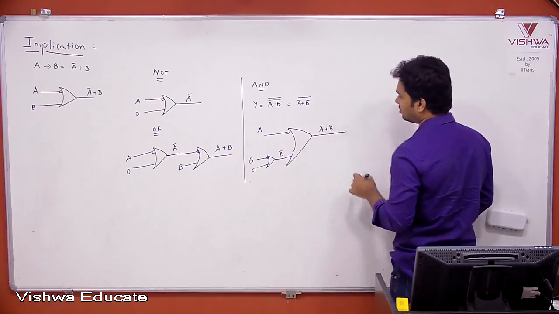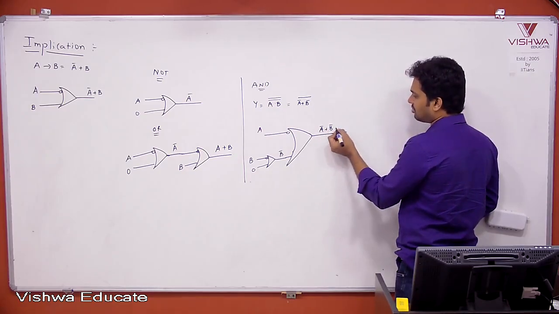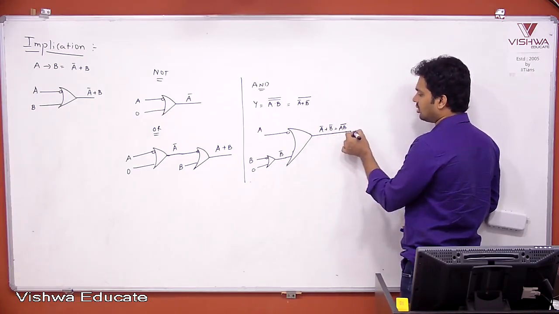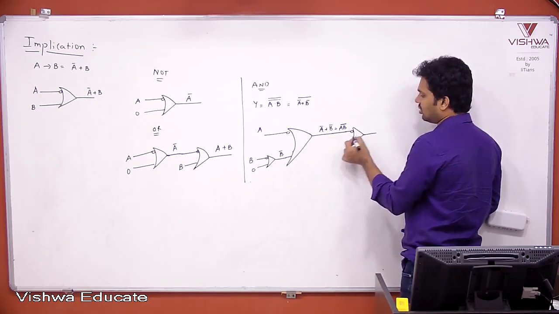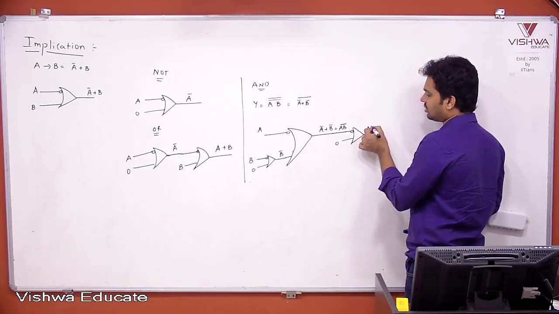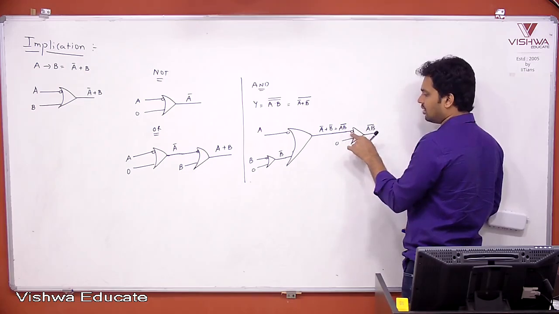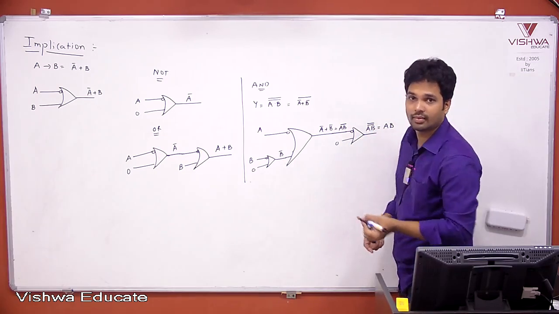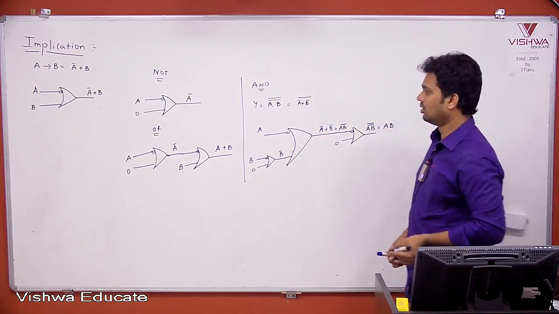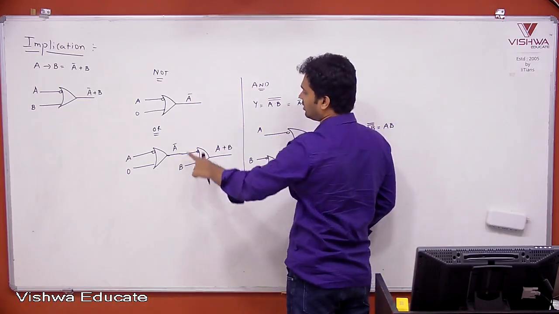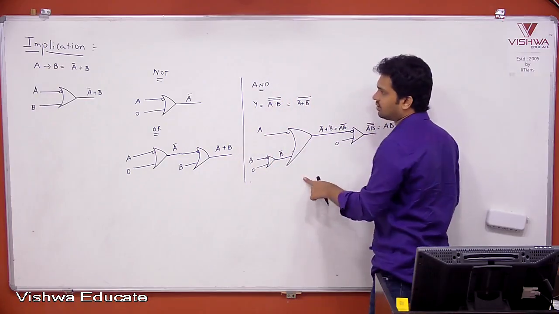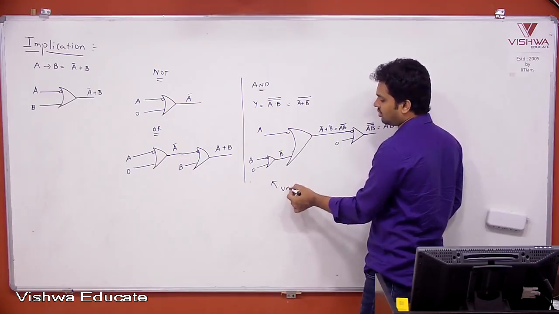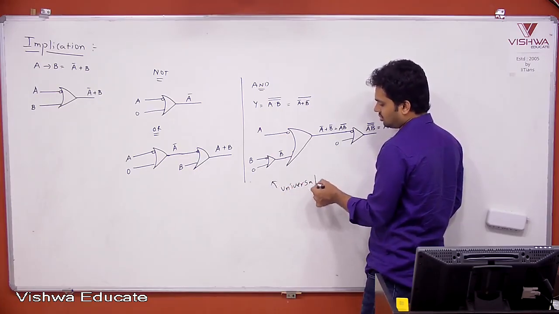Okay. Now, you take it A bar plus B bar, by De Morgan's, which is equal to AB whole bar. Now, you connect this to one more implication gate. Then A bar, another bar. What is the answer? AB. Right? So, I am able to make NOT gate, OR gate, AND gate using only implication gates. Then it is said to be universal gate.